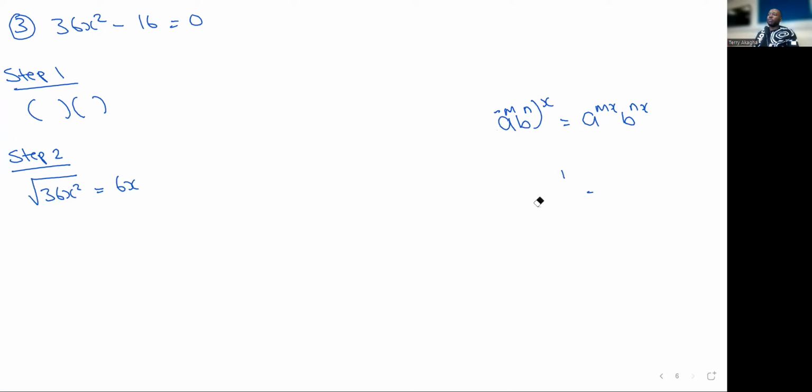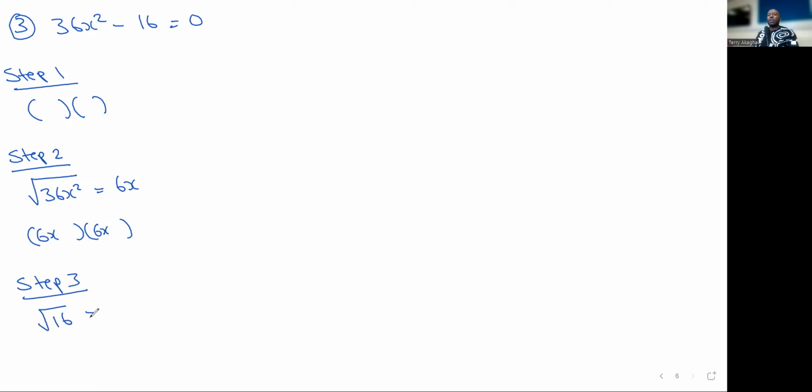So having that out of the way, we can now continue what we're doing. We put it in the left-hand side. So remember we said the first term is going to be in the left-hand side. So it's going to be 6x and 6x. Step 3, we do the same thing. Square root of what? 16, and that will give us what? 4. And you put it on the right-hand side to give you 6x and 4.